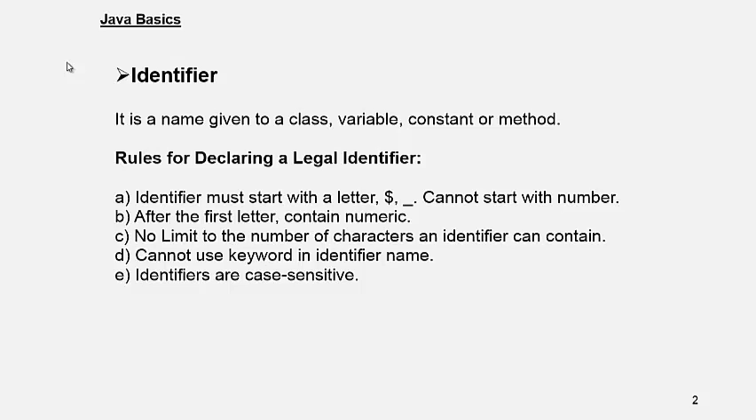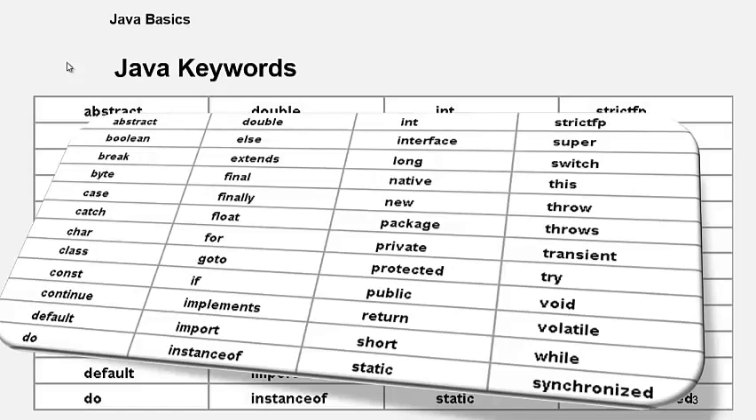Identifiers are case sensitive, meaning a small c is different from a capital C. These are the keywords which you should keep in mind when you are declaring identifiers, so that you don't commit any mistake while using these names.